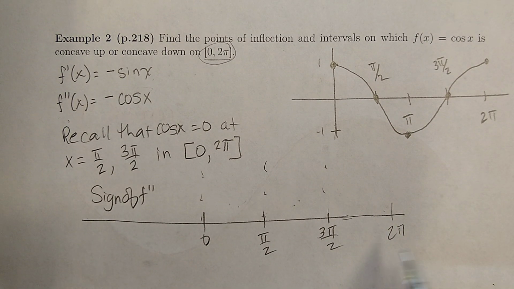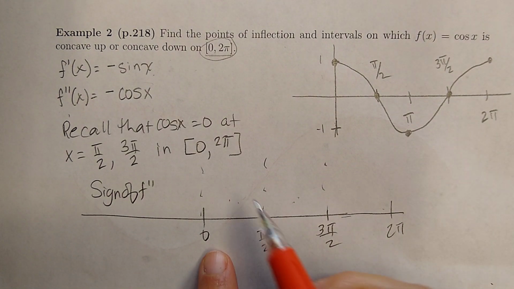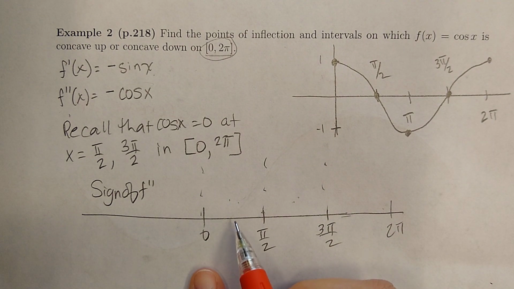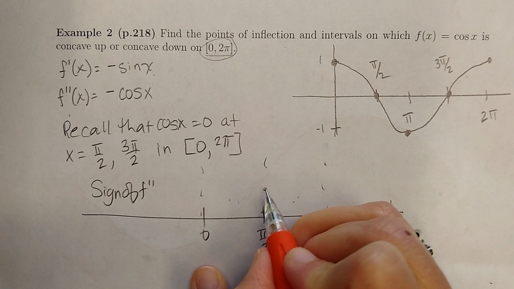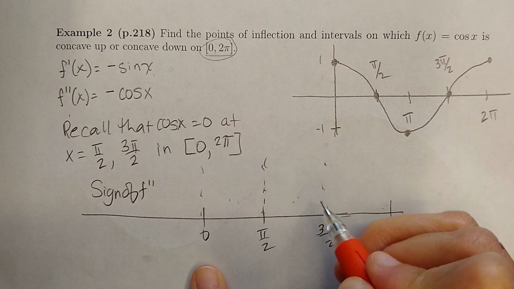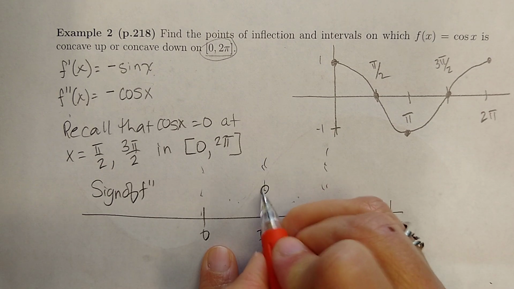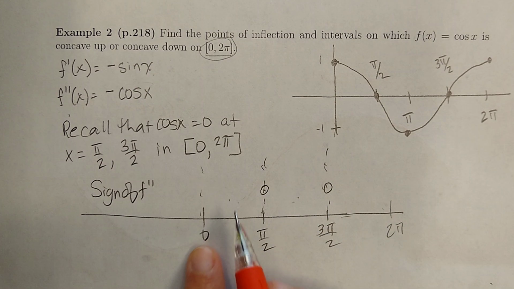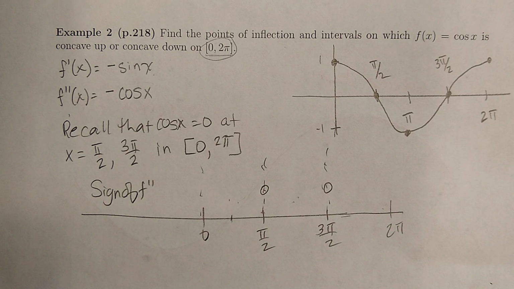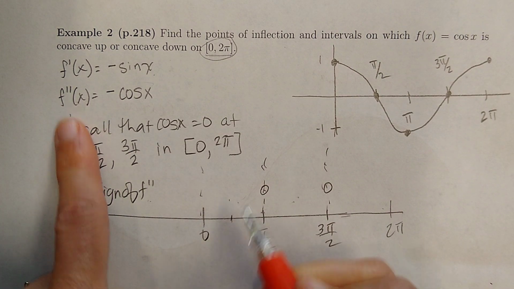This probably is not to scale. All right, so I've got that the value of f double prime, the second derivative, is 0 at pi over 2. It's 0 at 3 pi over 2. So I just need to pick some value in each interval to check the sign of f double prime.